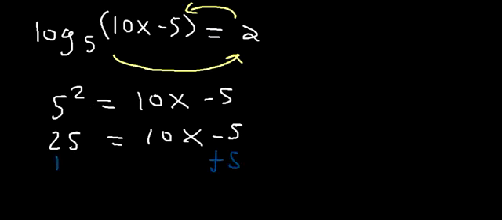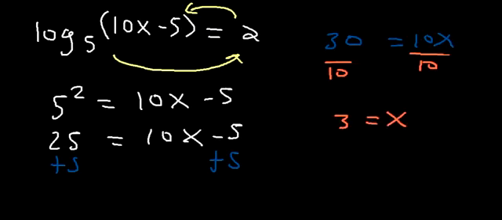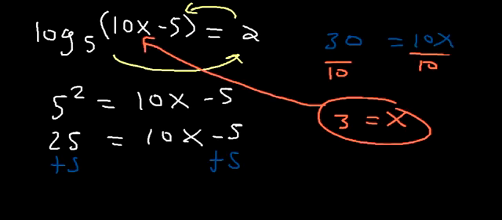So plus 5, plus 5. So now you have 30 is equal to 10x. Next, divide both sides by 10. So 3 is equal to x. And that's the answer. Also, when you get your answer, plug it in. Make sure you don't get any negative values, because if you get a negative value, it doesn't work. It's no solution.